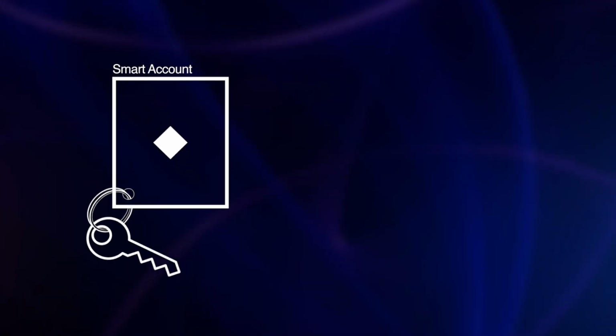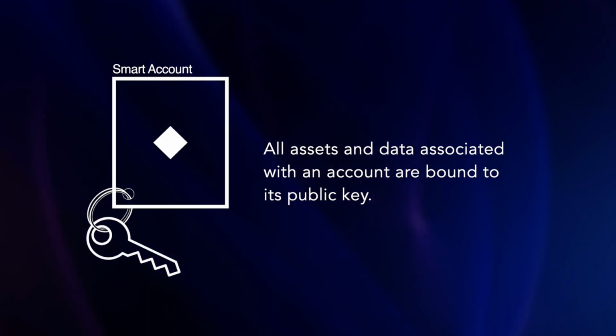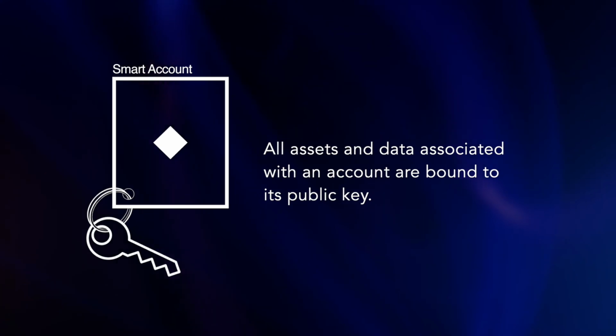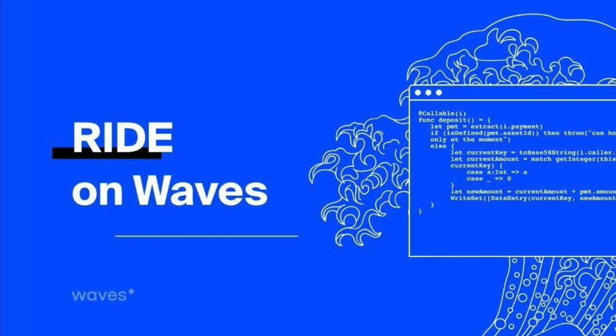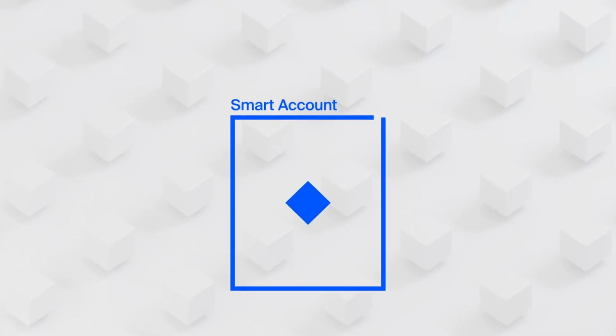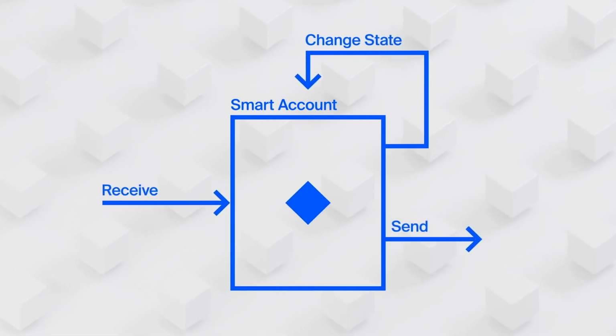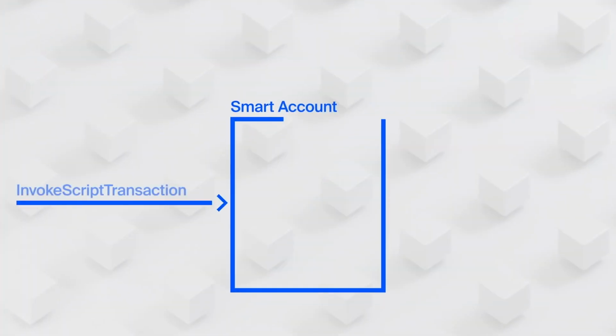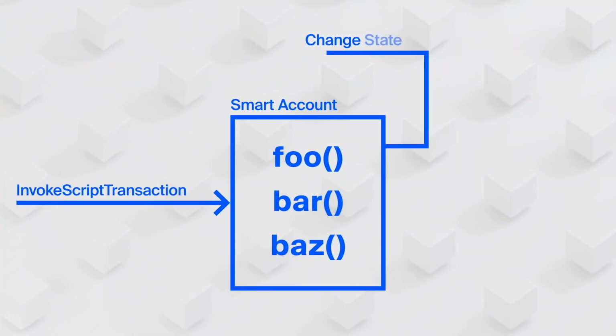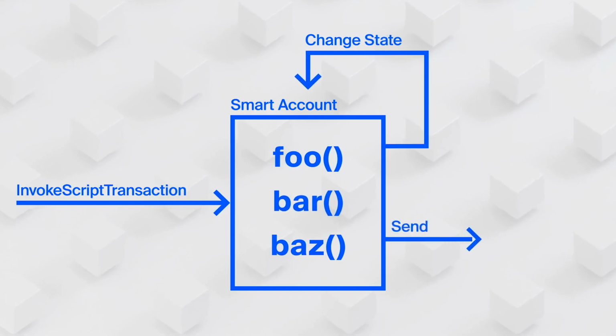Waves uses a smart account-based model where all assets and data associated with an account are bound to its public key. Ride for dApps is being introduced to grant a smart account a way of assigning programmable functions to itself and its tokens. These are callable functions, which allow it to send or receive payments in Waves or other tokens, as well as change the account or the dApp status. This design has made the Waves RIDE language fast, secure, efficient, easy to learn, and extremely easy to deploy.